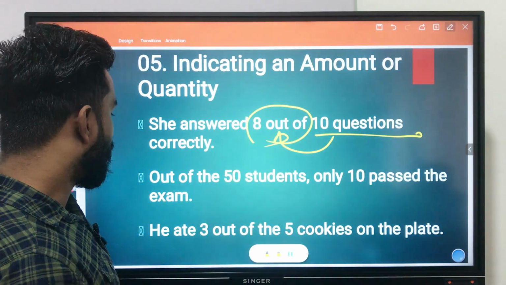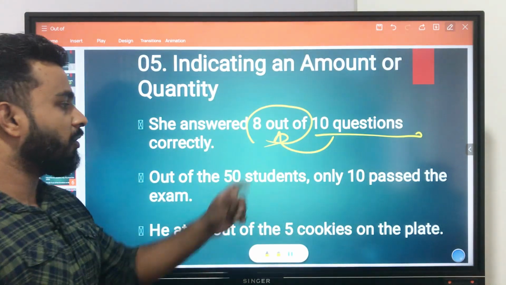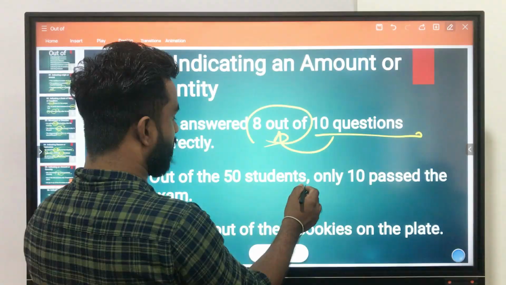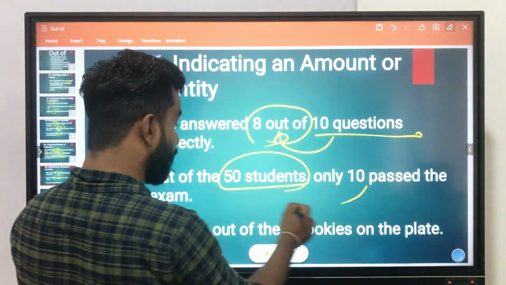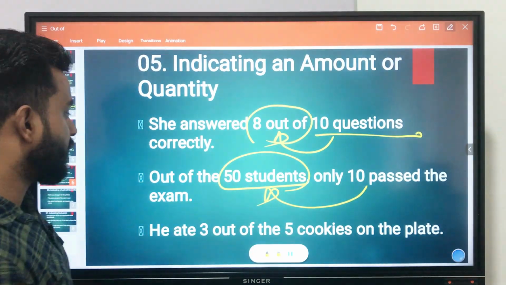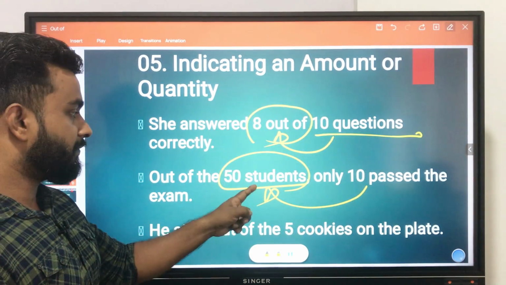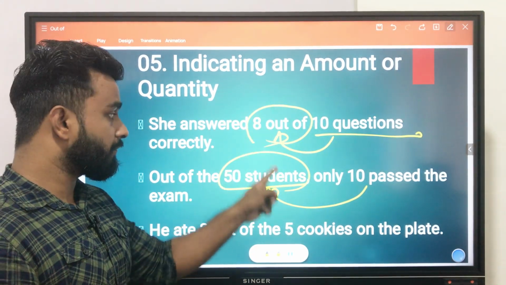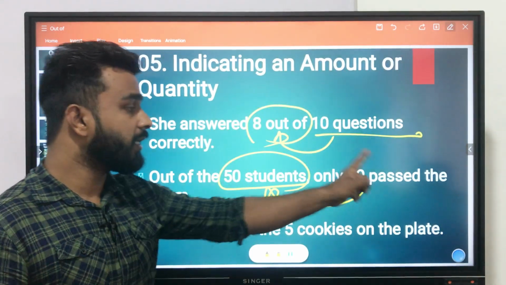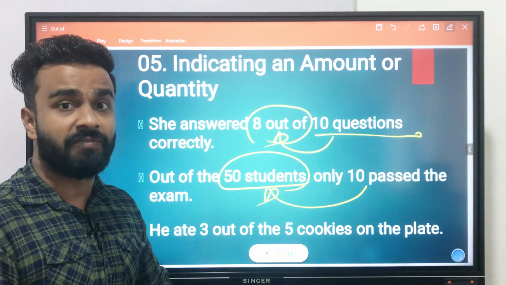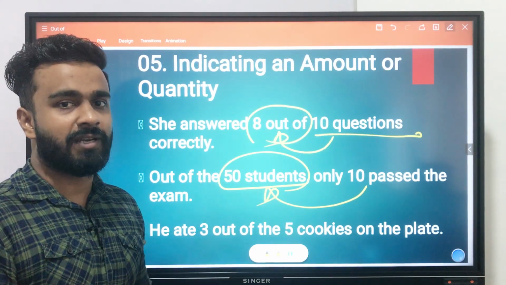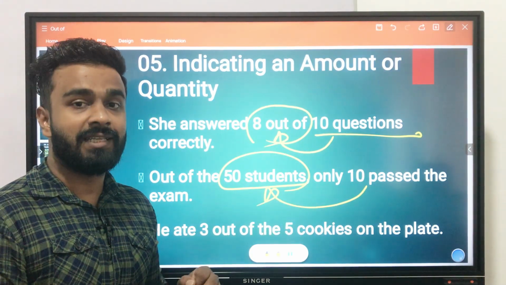The second one, out of the 50 students, only 10 passed the exam. There are 50 students in the class, only 10 out of 50. Out of the 50 students, only 10 passed the exam, even though there are 50 students in the class. Then we say, out of the 50 students, only 10 passed the exam.